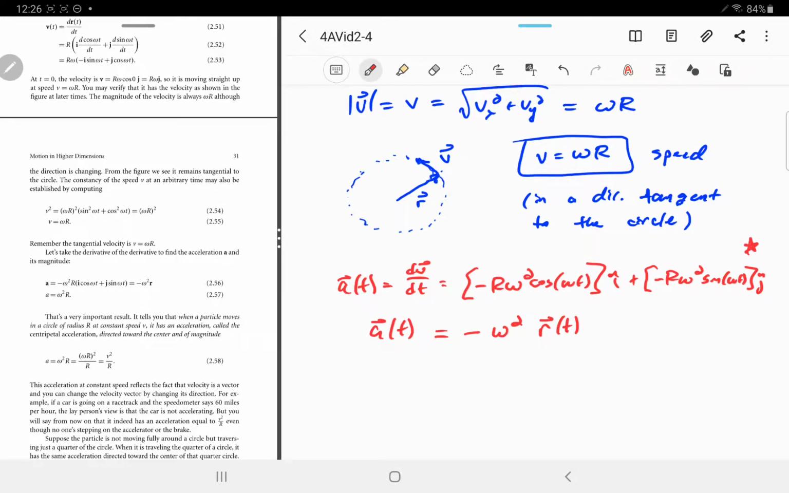Okay, so r is from the center of the circle to the point wherever the particle's at. The acceleration is always towards the center of the circle. So it's saying that the acceleration is towards the center of the circle.